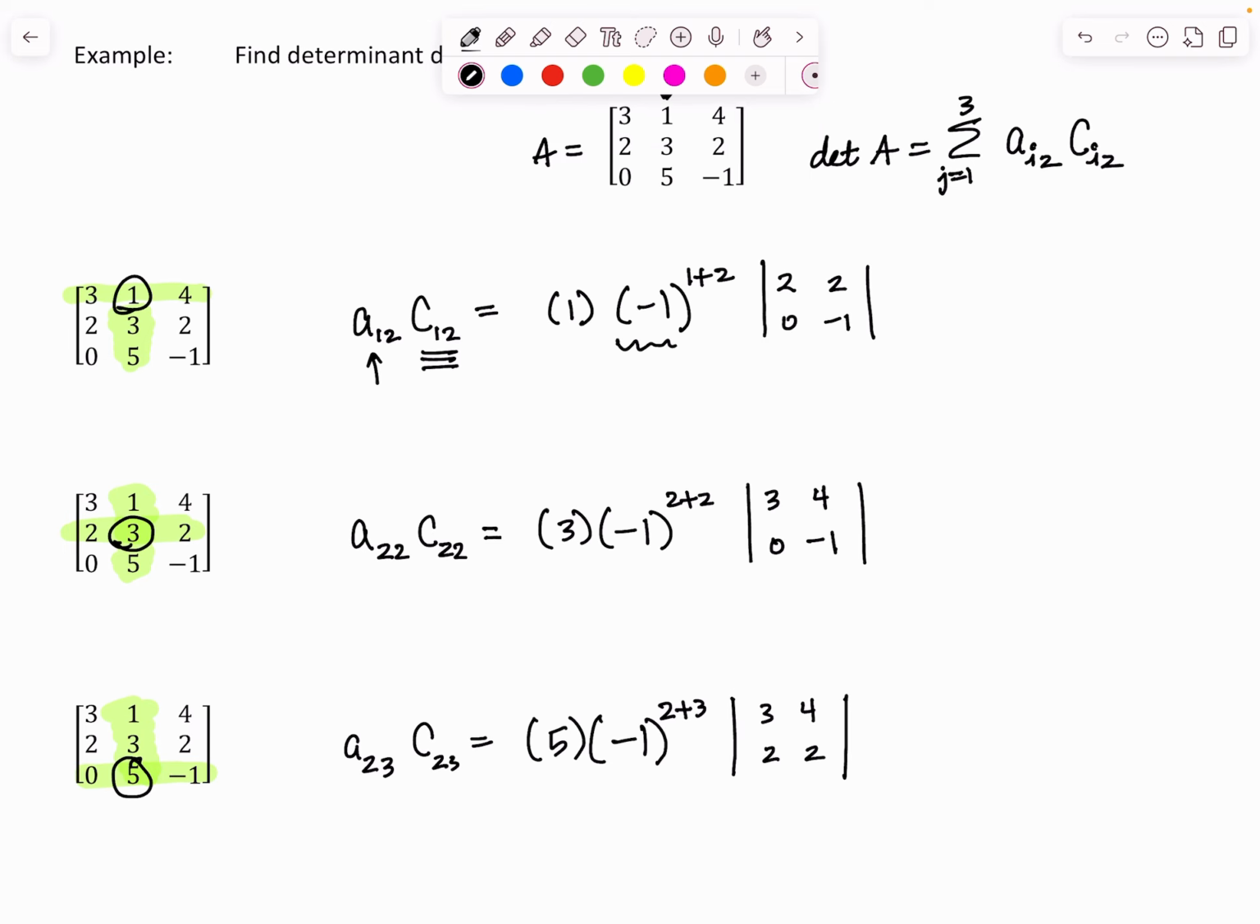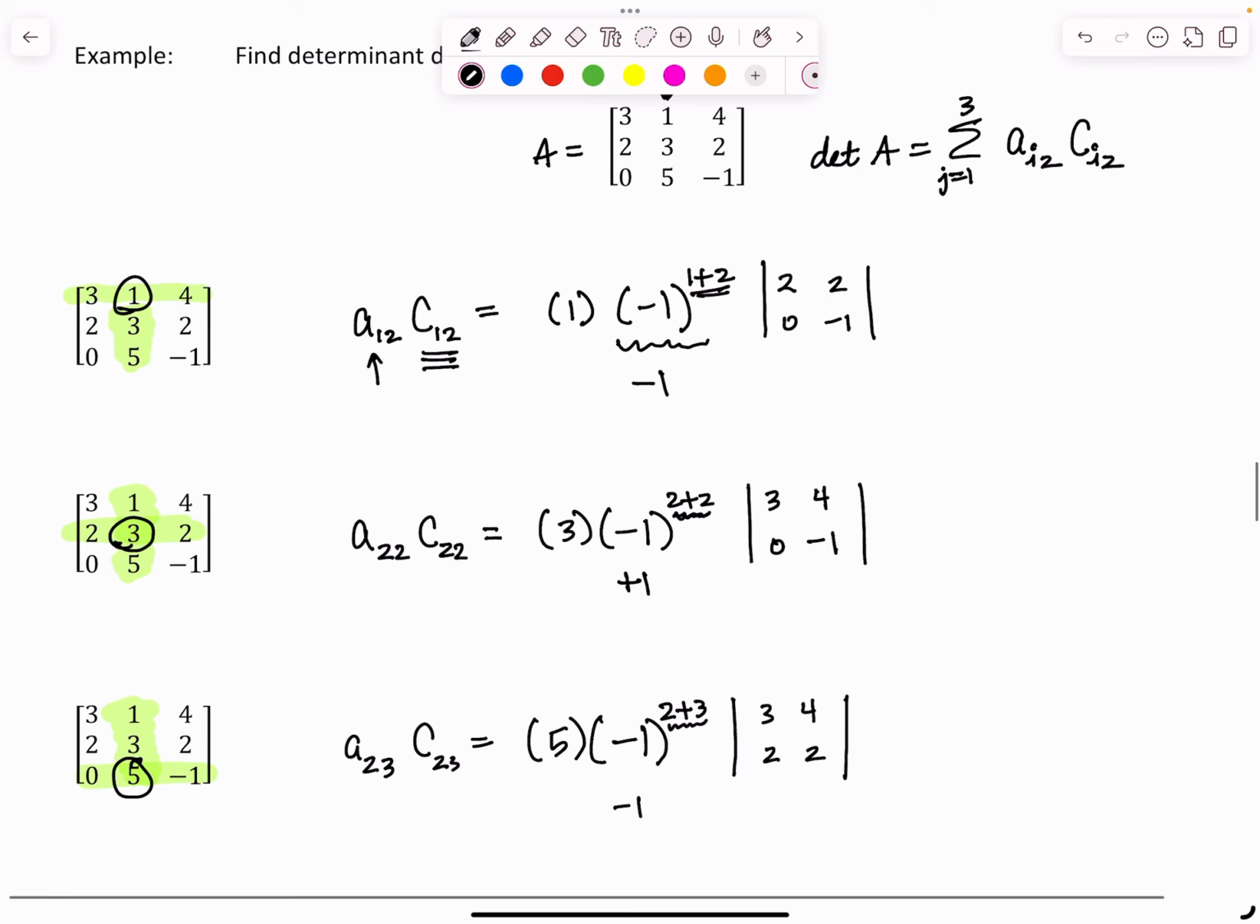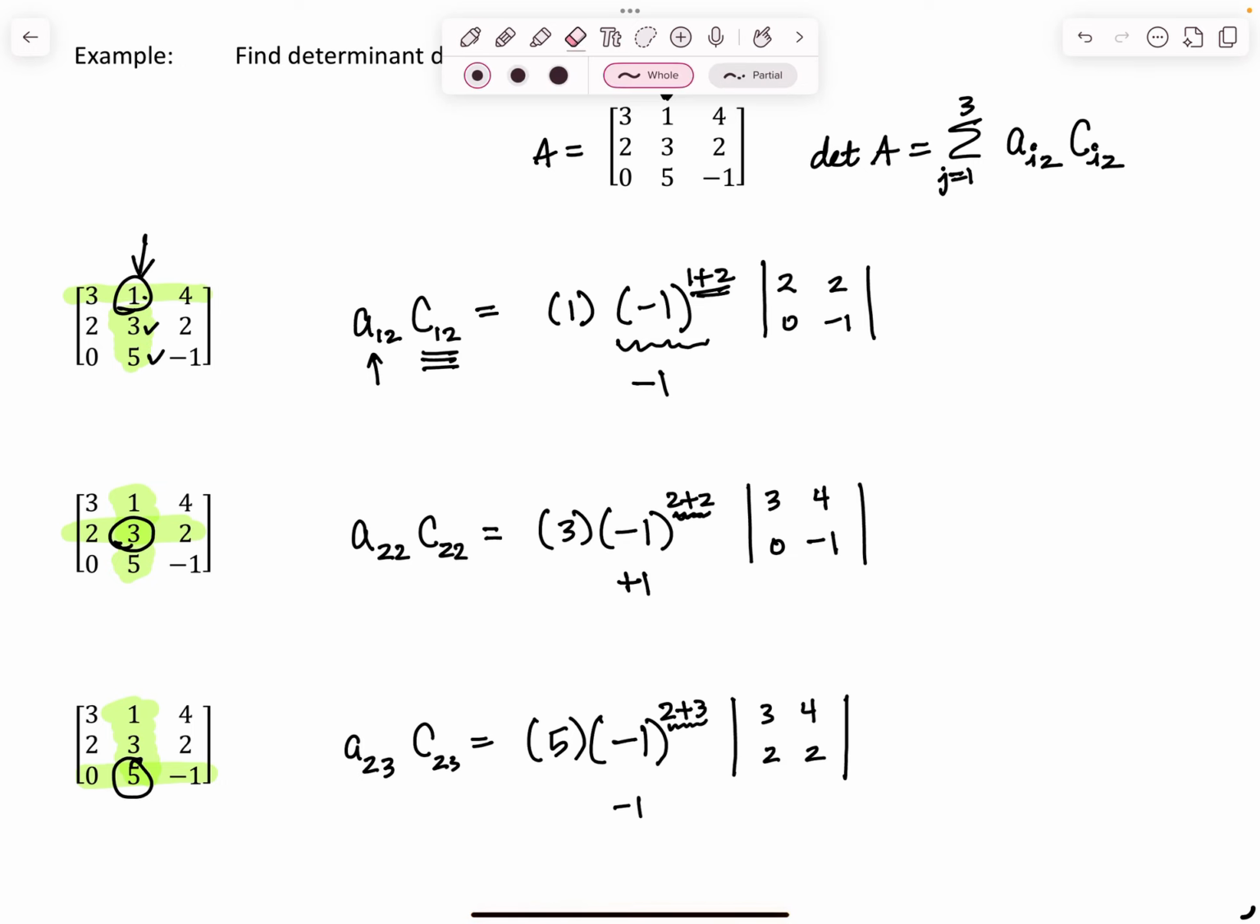So notice here the power is an odd power. So this is a minus 1. And for the next one, you see I have an even power. So this is a plus 1. And for this next one, it's an odd power. So this is minus 1. So do you see when I start down this column, it's a minus 1, plus 1, minus 1. So it's going to start with a negative and then just going to alternate plus, minus, plus, minus.